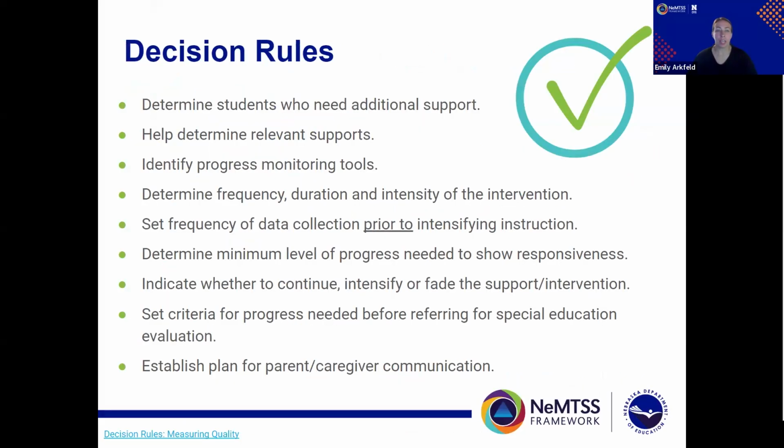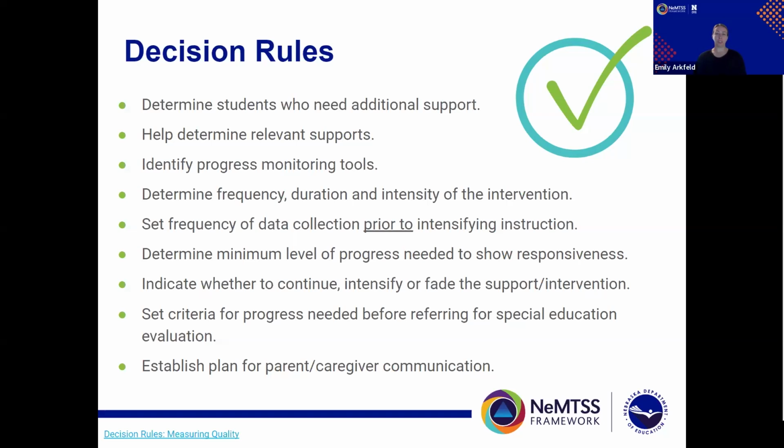We might also look at and rely on our decision rules that we have in place. Decision rules help teams make standardized decisions about which student should receive an intervention and which intervention they will receive, how frequently to progress monitor students receiving interventions, when to review progress monitoring data, whether to continue, intensify, or fade the support or intervention, when to refer a student for a special education evaluation, and establish a plan for parent and caregiver communication. Decision rules should be reviewed and refined at least annually.